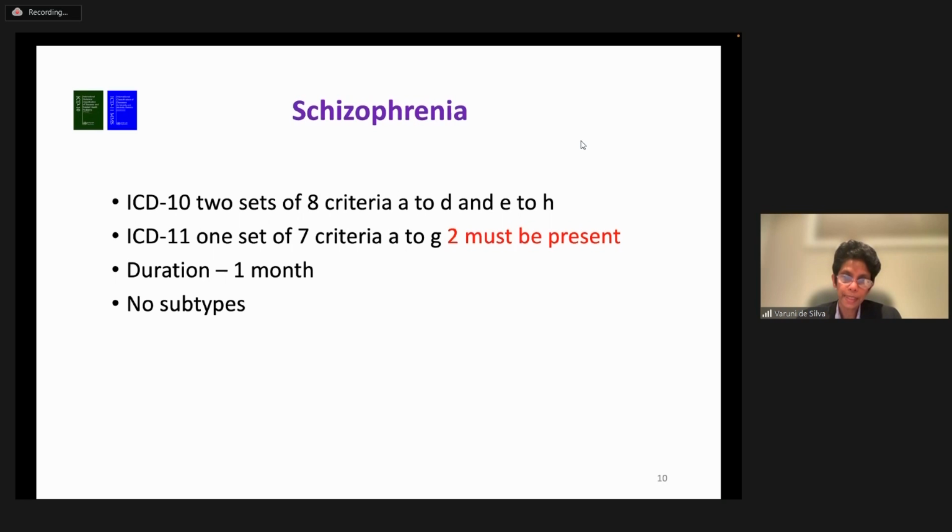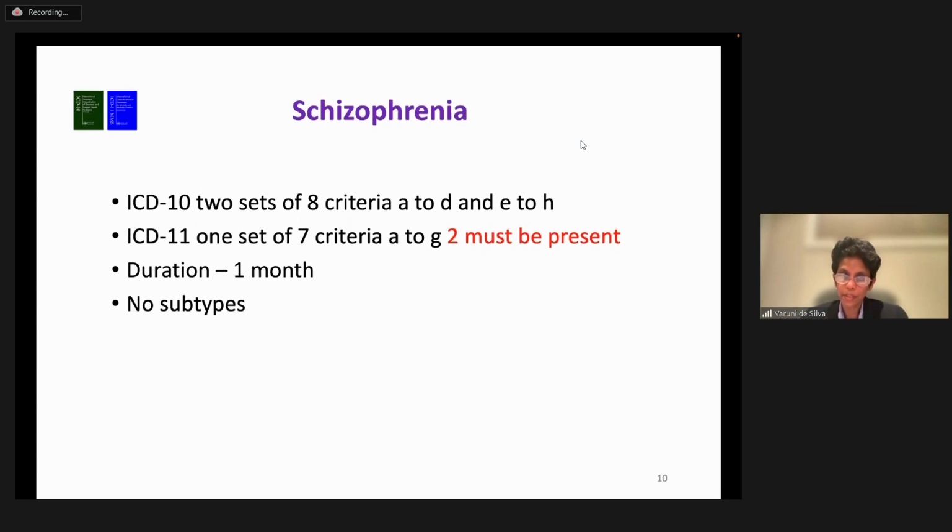Again, in the ICD-10, there are two groups of A to D and E to H. I know the trainees generally call them major and minor criteria, similar to the rheumatic fever, although it's not referred to as such. And this so-called major criteria or symptoms A to D is really the Schneider's first rank symptoms. And if you have even one symptom, you can diagnose schizophrenia. Now that again has been disregarded, and no symptom is more important than others.